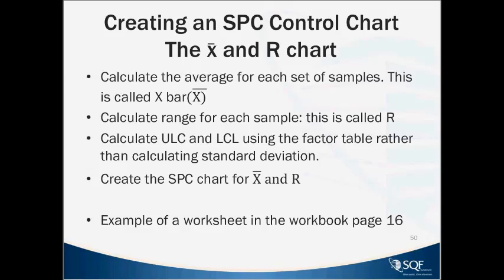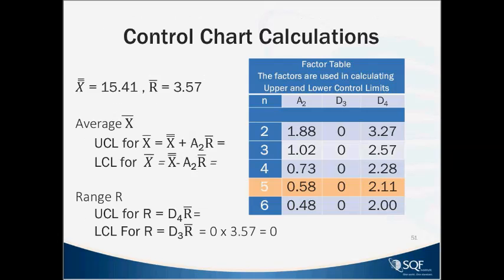In the workbook, you can see that. I'm just going to change the slide here so you can see that. So in the workbook, that's represented as 15.41. The R bar is the average of all the ranges of each of those subgroups. And again, in this example, we have a value of 3.57.